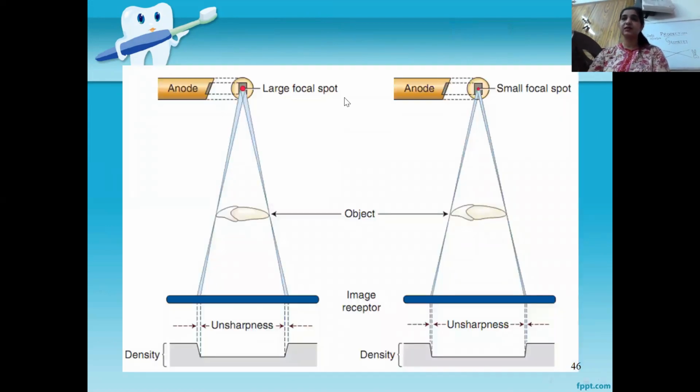So, as we said, the focal spot size is much affected. This is the large focal spot over here, and this is the very small focal spot over here, and this is our object. And the area of unsharpness is more in the large focal spot as compared to the small focal spot.